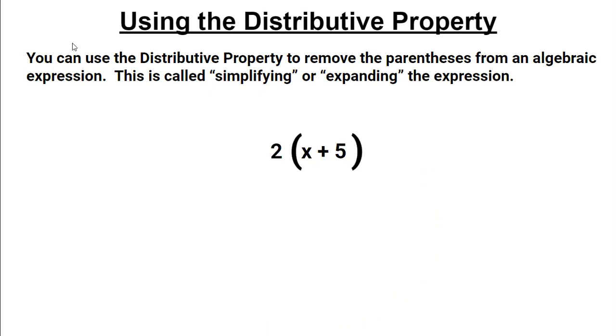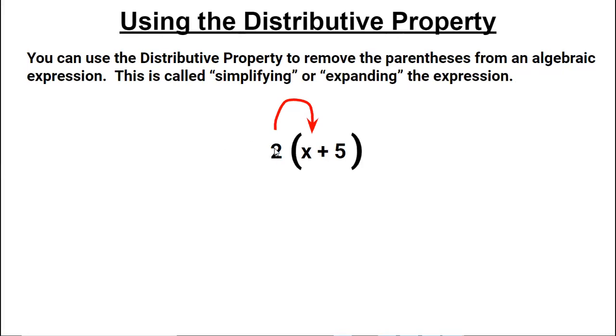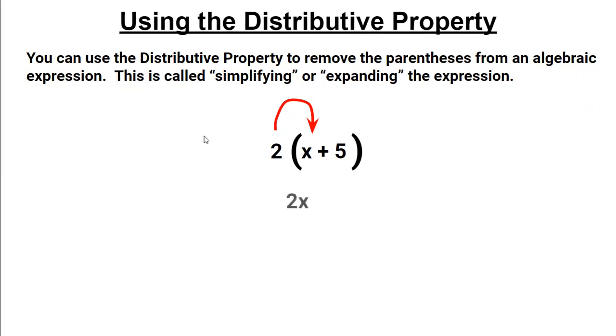So here we have a 2 in front of the parentheses, x plus 5. So we want to distribute the 2. So we have to multiply the 2 times each number inside the parentheses. So 2 times x gives us 2x, and then 2 times positive 5 gives us 10. That's using the distributive property. And that's your answer, 2x plus 10.